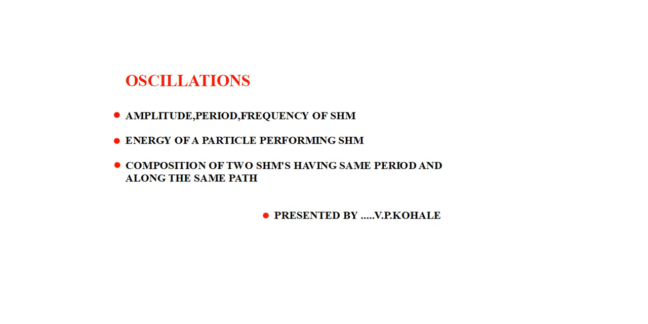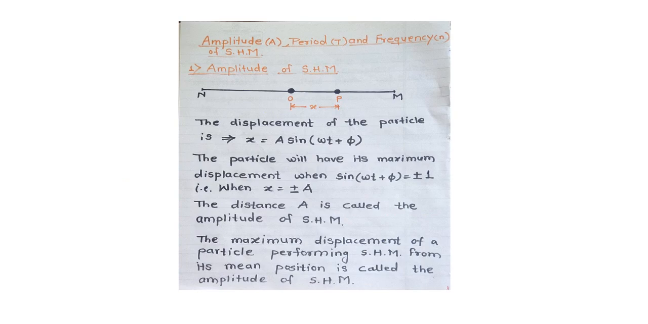So today's first topic is amplitude, period and frequency. For this, consider a particle performing simple harmonic motion along a straight line. This is the straight line, and consider this particle P performing simple harmonic motion along the straight line MN, and the center O of MN is the mean position of the particle. This is the mean position of the particle, and this is particle P. Here x is the displacement.